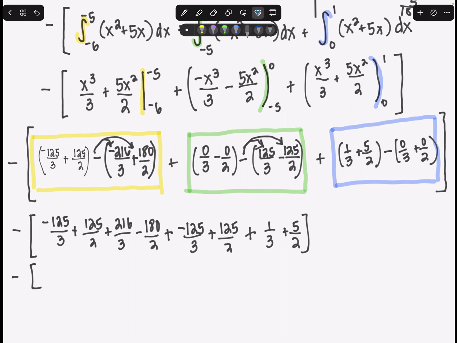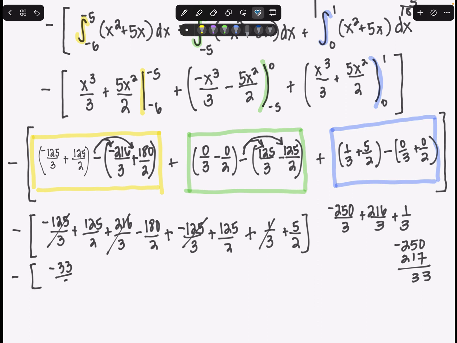-125 over 3 minus 125 over 3 is -250 over 3 plus 216 over 3 plus 1 over 3. So 250 minus 217, that's going to be a 33. So I believe, unless I've made a mistake, I've got -33 over 3. Oh, that's a nice number.